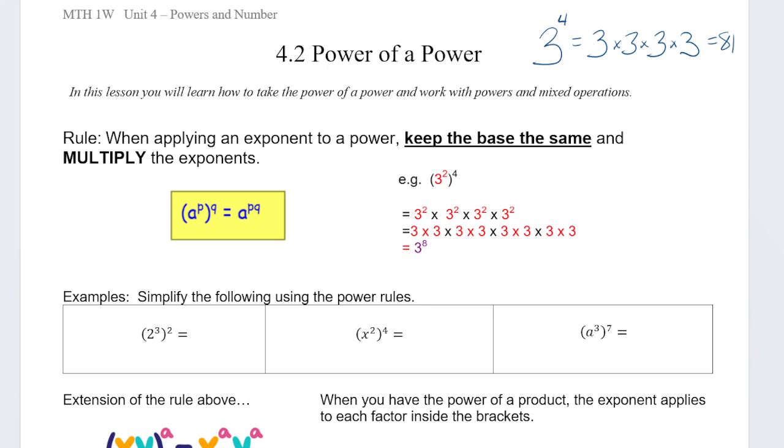So yesterday we learned if we multiply two powers, we keep the base the same, and we just add the exponents together. And if we divide two powers with the same base, we keep the base the same, and we subtract the power. So we've got a couple more things we're going to carry on with for this today.